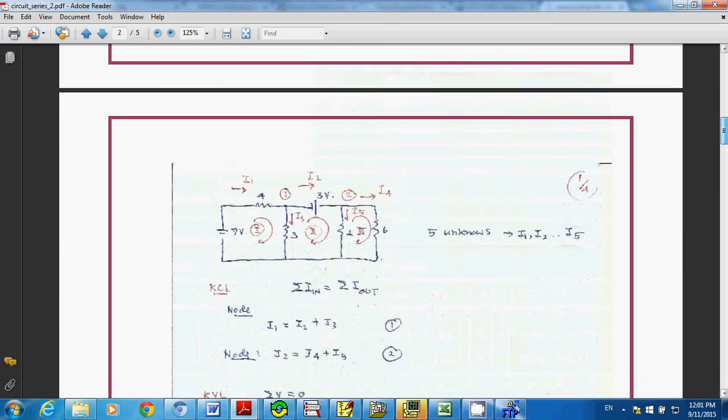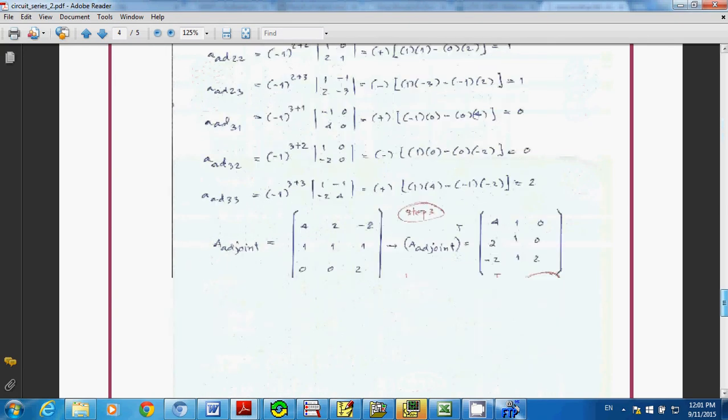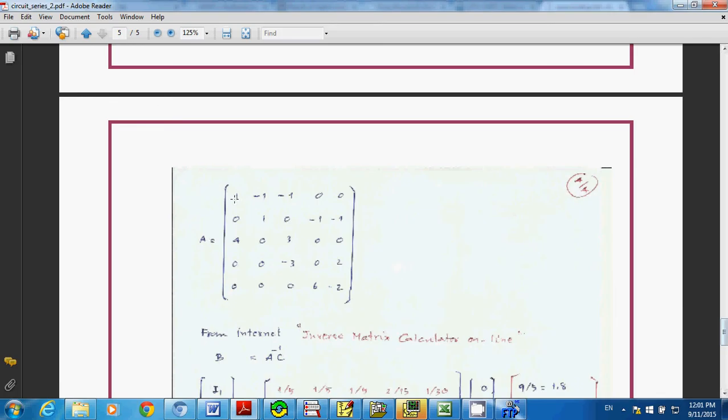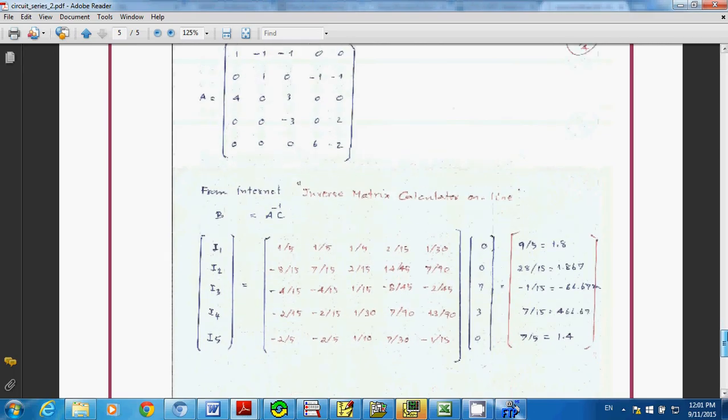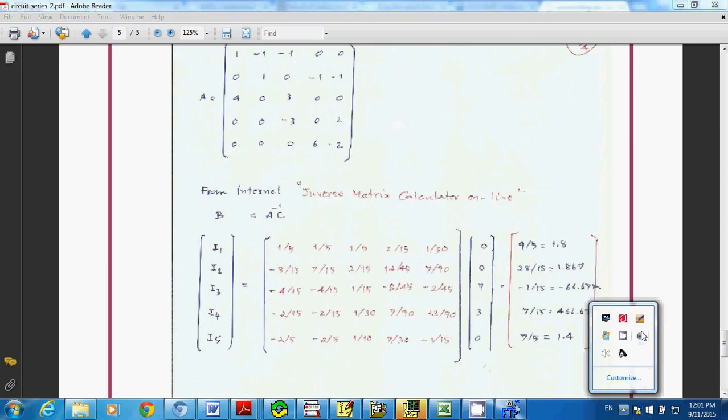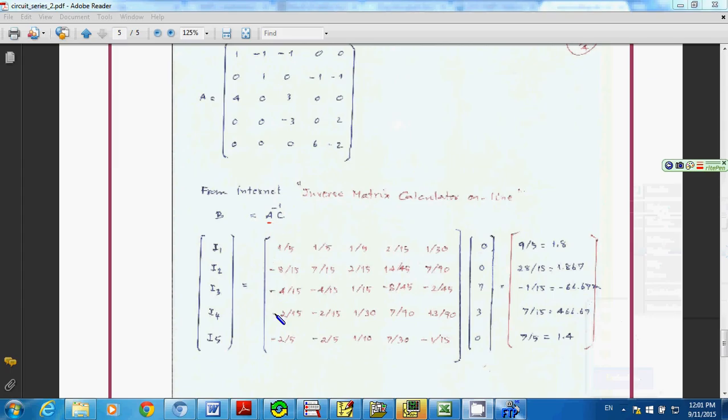And now for the problem. This is the problem where we start to analyze the circuit. I have my matrix A with the size of 5 by 5, so it takes a bit of time. That's why I'm cheating a little bit. I go to the internet and use an inverse matrix calculator online. So I end up with this as my A, and I end up with my A inverse here. And then I'm looking for B, which is I1 to I5, and my C is 0, 0, 7, 3, 0. It's dimension 5 by 1, right? And I multiply this together, and I get my solution, just like you have on PSpice.